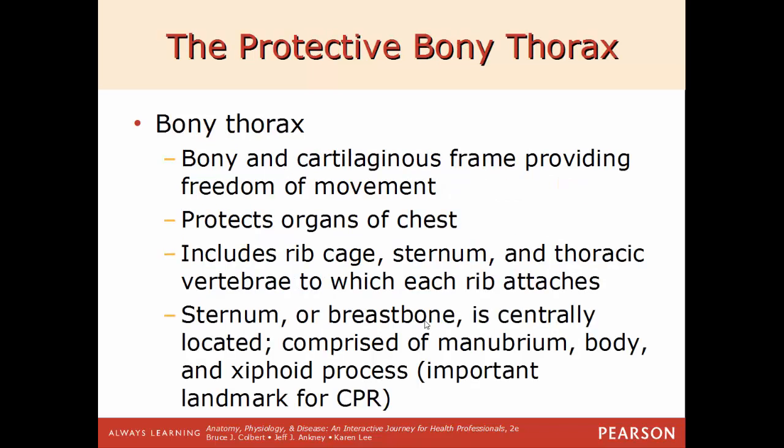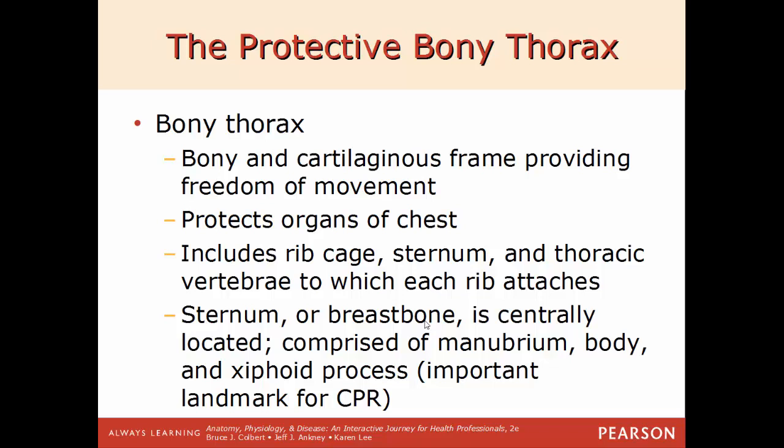Right, now we'll talk about the protective bony thorax. This is a bony and cartilaginous frame providing freedom of movement for the lungs. It will protect the organs of the chest, the heart, and the lungs. Now, the thorax will include the rib cage, the sternum, and the thoracic vertebrae, to which each rib will attach.